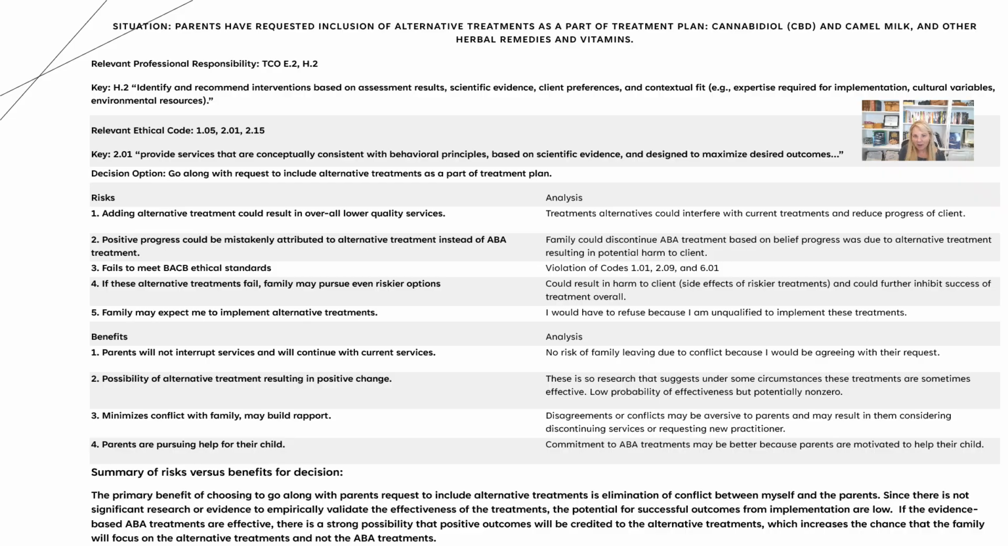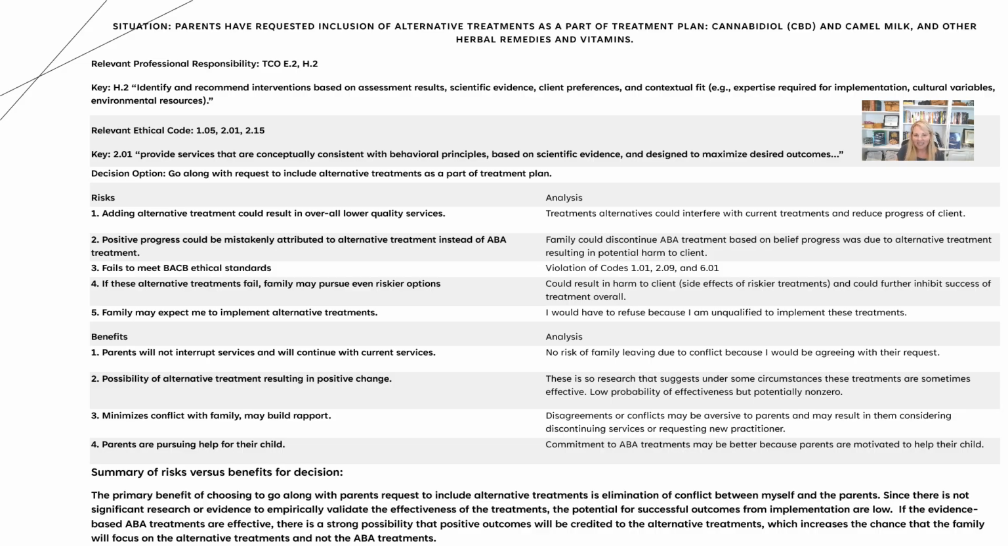Next step is I get into my worksheet. So I've written out the situation, the relevant professional responsibilities, the relevant ethics codes, and then I identify the decision option. And in this one, the decision option is to go along with the request to include alternative treatments as a part of the treatment plan. So the first risk that I'm going to identify is that adding alternative treatments could result in overall lower quality services. So I've done an analysis, and the notes that I put here are the treatment alternatives could interfere with the current treatments and reduce the progress for my client.